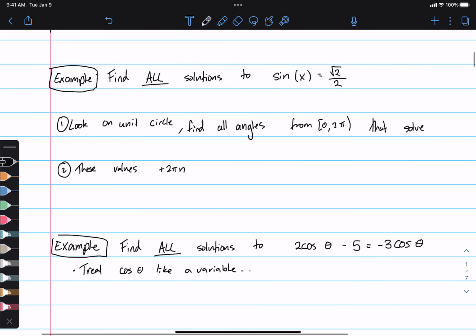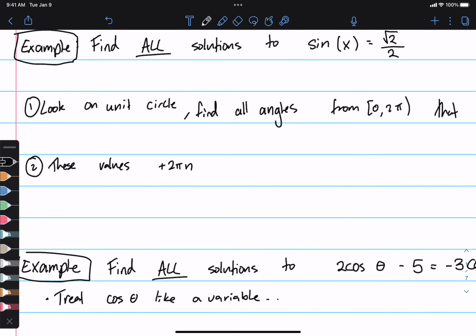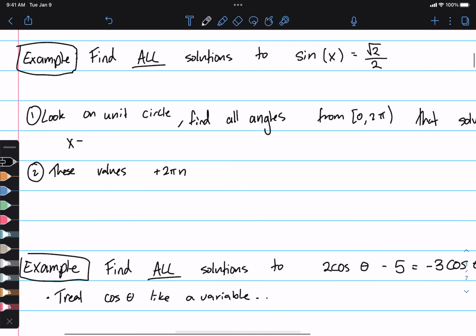So as an example, we want to find all solutions, which means every possible one in all the real numbers, to sine of x is equal to the square root of 2 over 2. So our first step is going to be to look on the unit circle and find all angles from 0 to 2 pi that solve this. So again, look on your unit circle and try to solve this yourself first. You should get that x is pi over 4, and that x is 3 pi over 4.